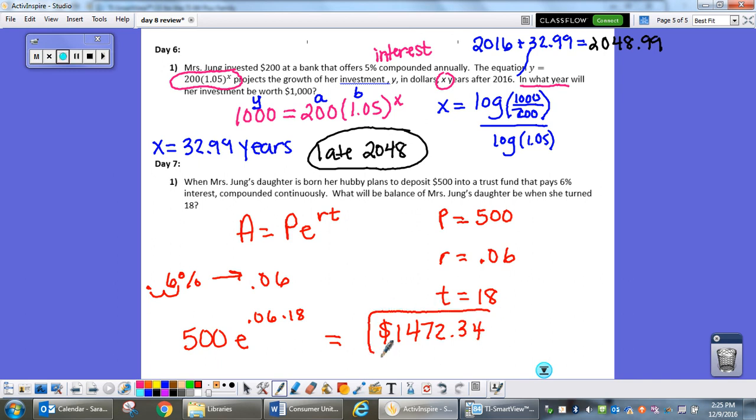So when Miss Young's daughter is 18 years old, if her hubby deposited $500 into this account, she would have that amount at the end of it. So please double check your answers. Make sure they're 100% so you can get your practice test and prepare for your real test next class.